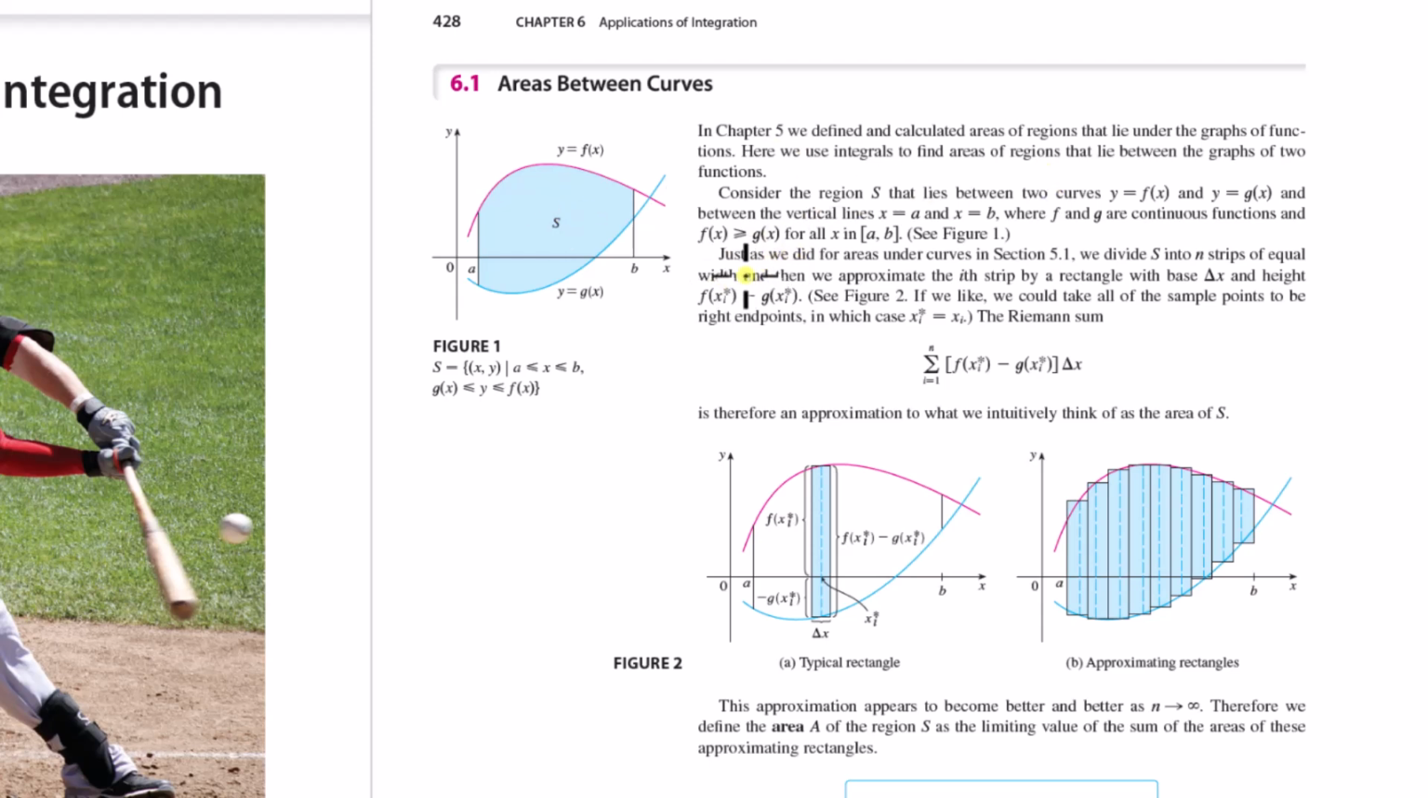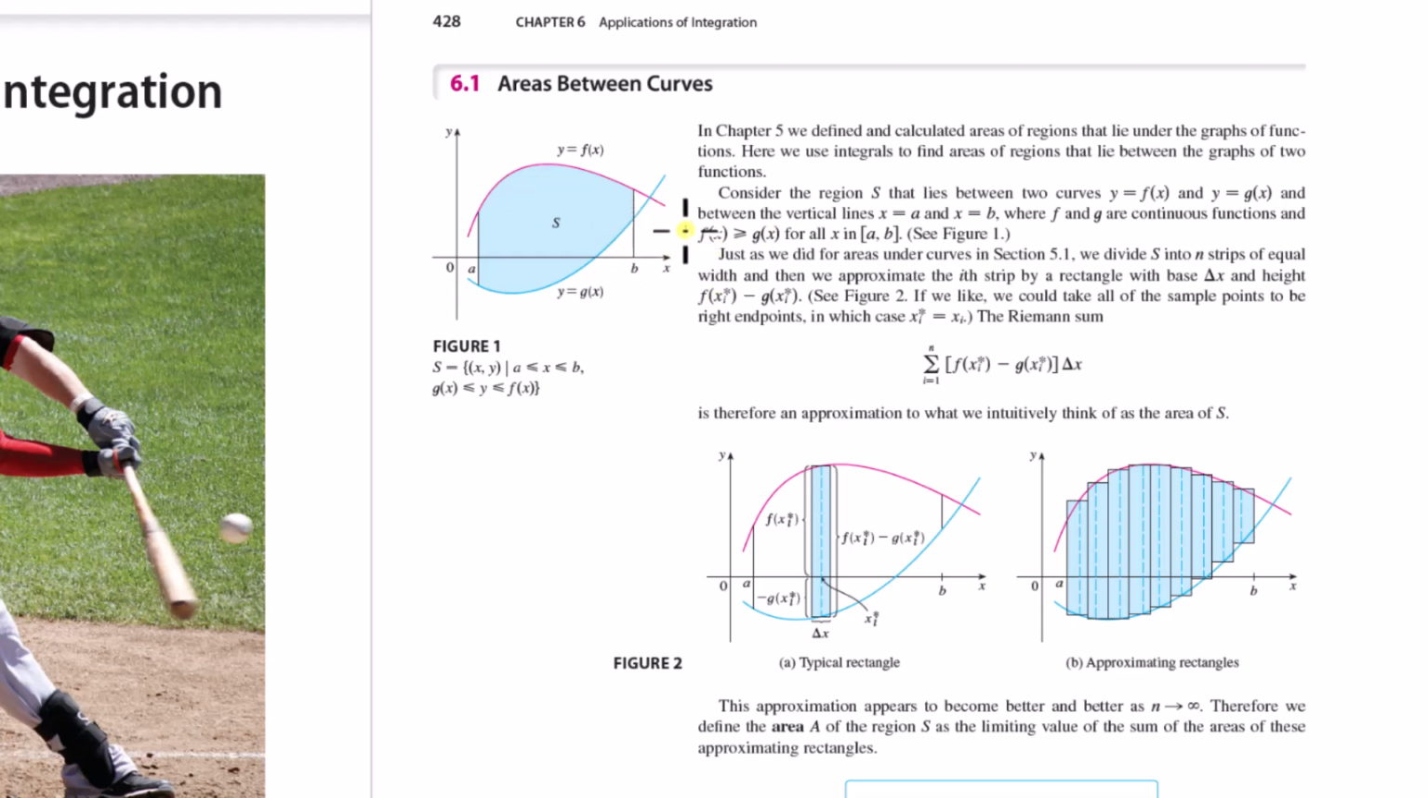Just as we did for areas under curves in section 5.1, we divide S into n strips of equal width. That's always going to be the process. When you're trying to integrate something, you're going to look at the problem and ask, what am I trying to solve for? So let's try and break down how they're doing this analysis.